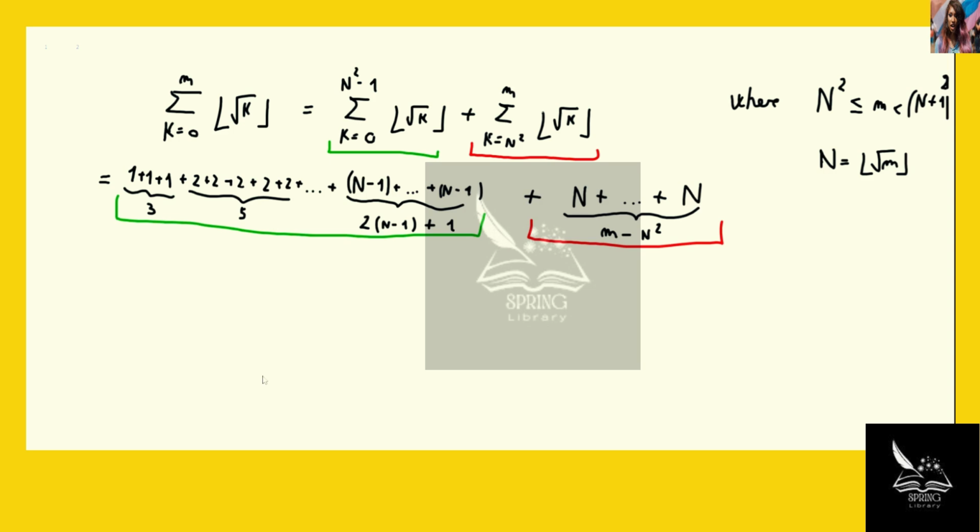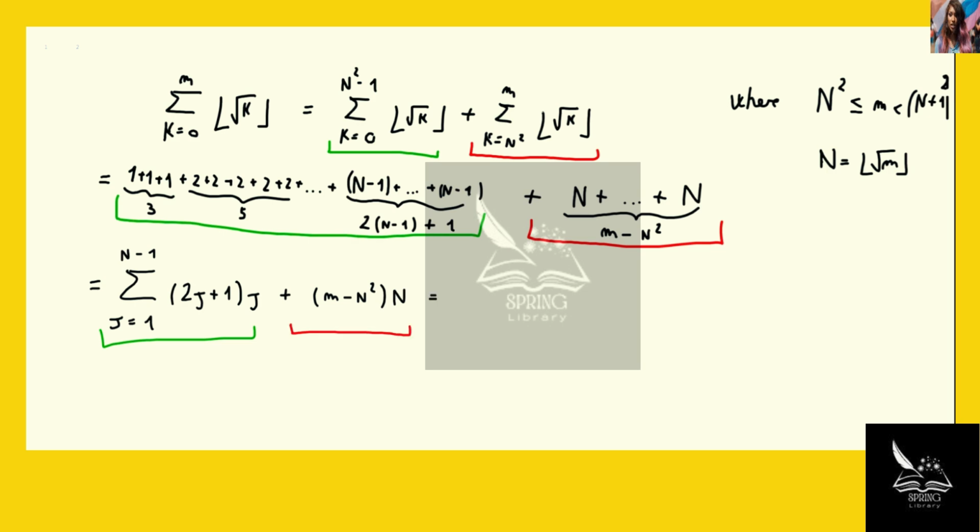All right, now it's just a matter of writing these sums in a more suitable way. So the sum in green, let's write it as a sum over j. j goes from 1 to N minus 1 of, well, there are 2j plus 1 such numbers, and every number is worth exactly j. And this is the sum in green. And then we have the sum in red, but that's just m minus N squared that multiplies big N.